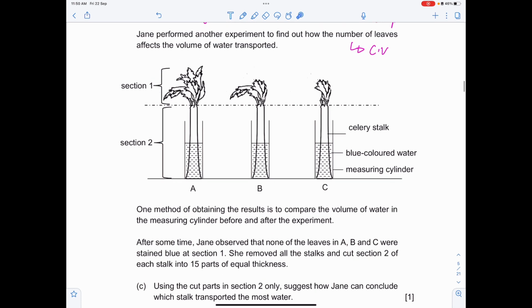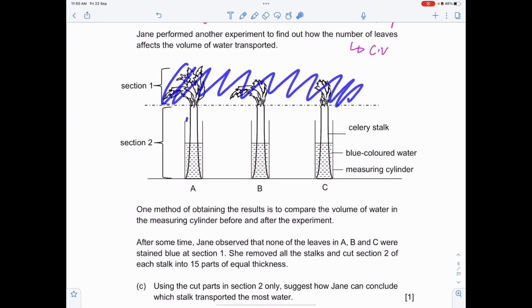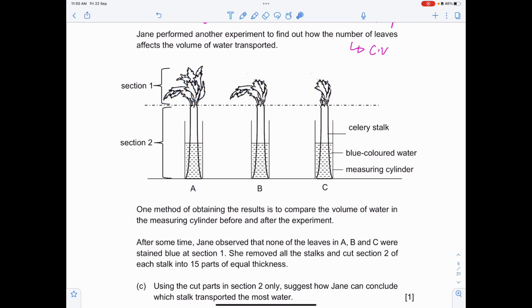So what happens is that they totally didn't look at this. They only looked at this. So basically, they don't want to look at volume of water now. This is actually a modified question of last year's PSLE question. If you remember, they actually asked how you can measure the rate at which the water was transported from this point to that point. This particular school took that question, modified it, and it became like that. So what you need to do is to look at which part.